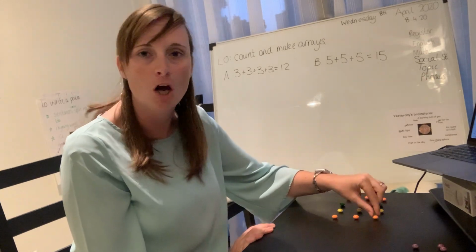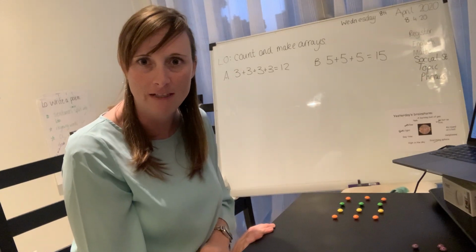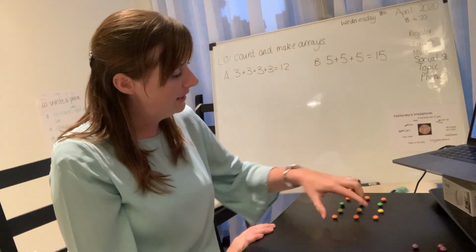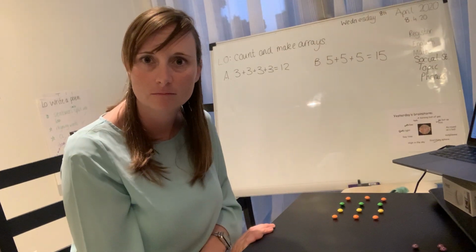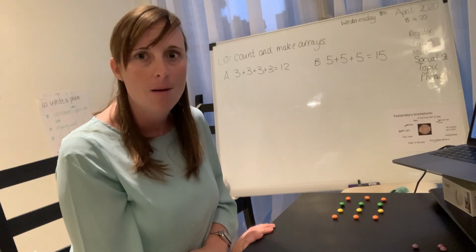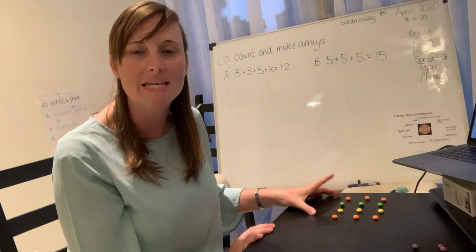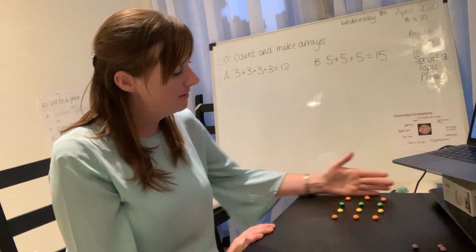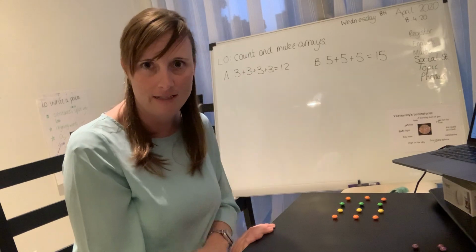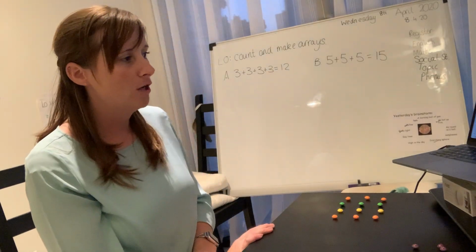You might want to get an older brother or sister or mum and daddy to help you count like that. Or if you want to, you can count in 2, 4, 6, 8, 10, 12. However you want to practice counting today, that's entirely up to you. But what's more important is we learn to make our arrays. And we need to learn to make them out, the rows nice and neat and the columns nice and neat. So that's what you're going to do today.